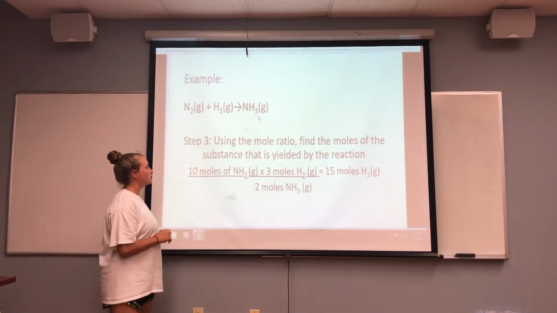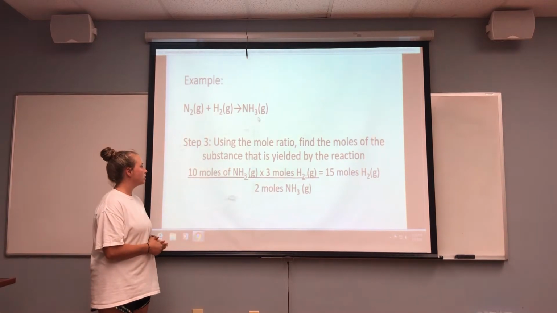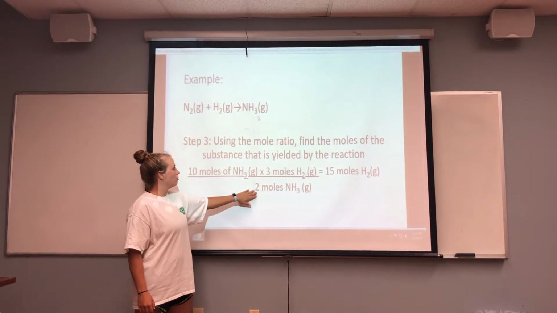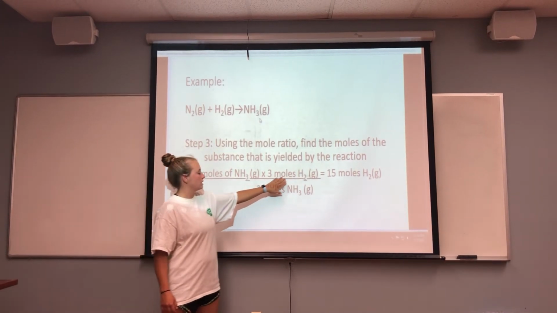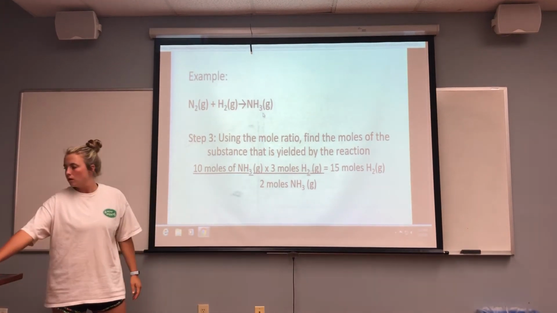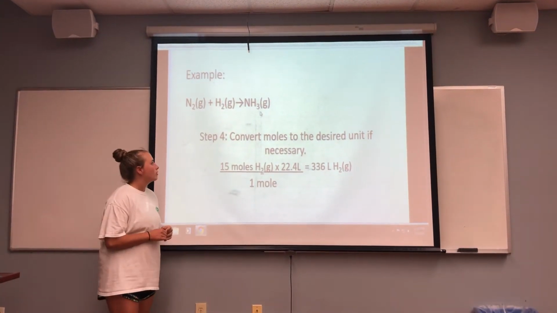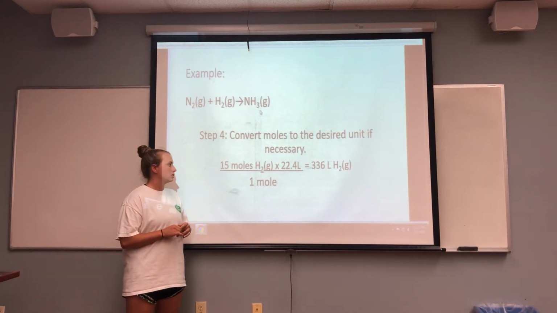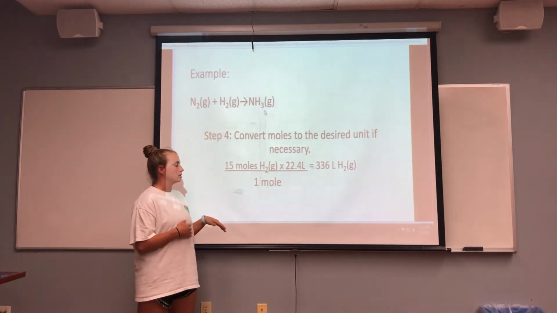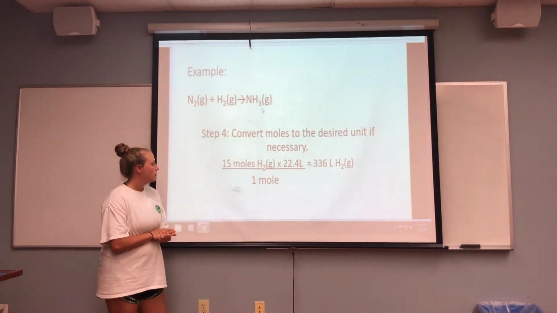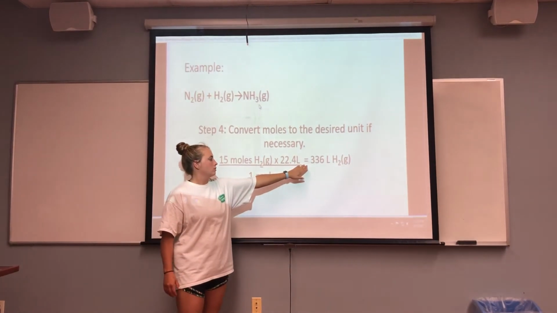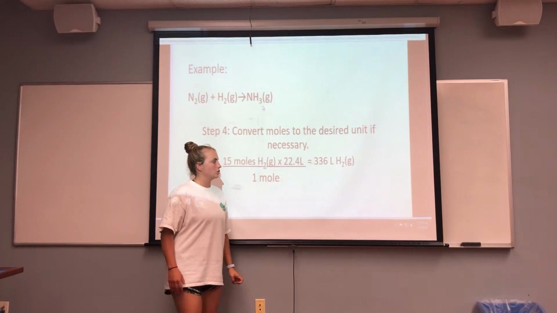Step 3, as discussed earlier, we will use the mole ratio. So we set it up. It's going to be over 2 moles, and that's going to give you 15 moles of H2. Step 4, convert moles to the desired unit if necessary. In this case, we are converting it back to liters because the question asked for liters. So we have our liter conversion here again, and it's going to equal 336 liters of H2.